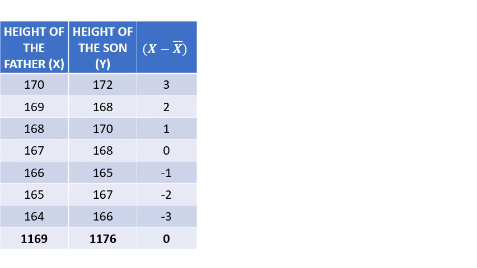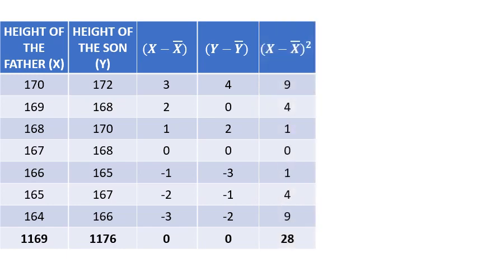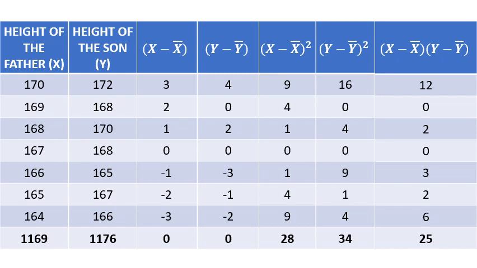Then we will do y minus y bar. From all the values of y we will deduct the values of y bar. The column will look something like this. The total is 0, so our answer is right. Then we will find the square of x minus x bar, then the square of y minus y bar, and then we will multiply x minus x bar and y minus y bar in this manner. So that way we get all the 5 necessary columns.